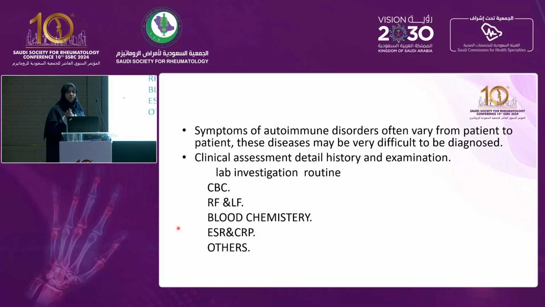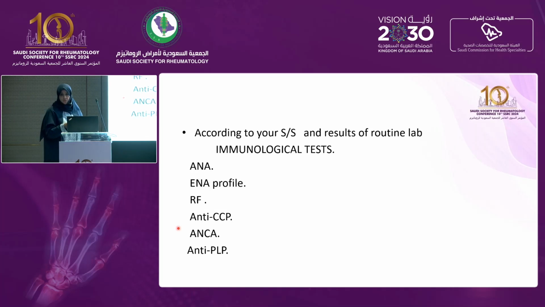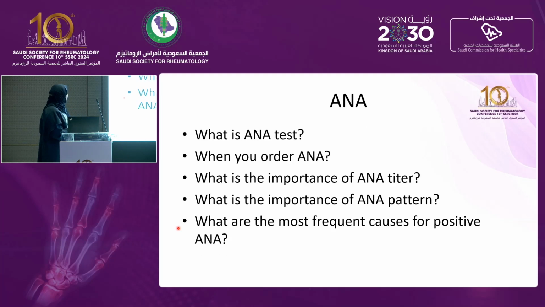And don't ask for a specific immunological marker if you don't have a provisional diagnosis in your mind. You will start, of course, with simple routine investigations such as CBC and chemistry. Then, according to your lab result and your findings, you will request one of these autoimmune antibodies or immunological tests. So we'll start with the ANA. You know, this is the first important one, and it is commonly requested. So it is important to know when to request the ANA, what is the importance of the ANA titer and ANA pattern, and what are the causes of a positive ANA.